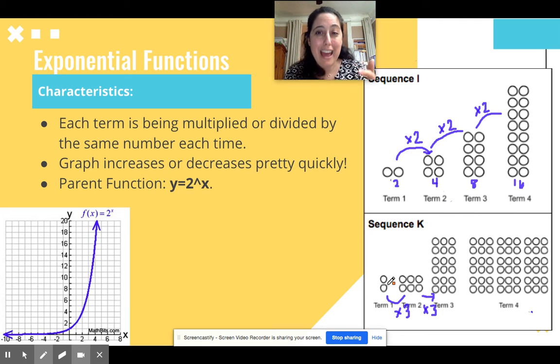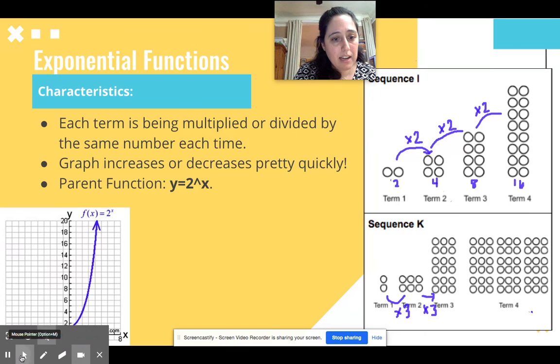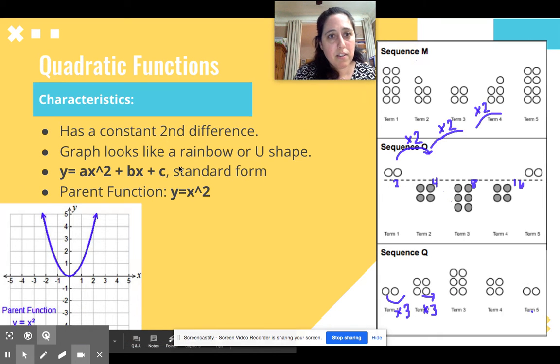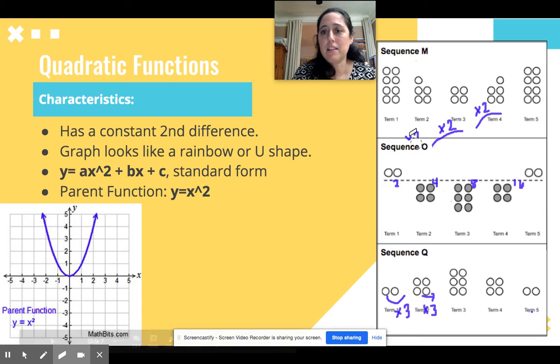Like sequence K is going to always be times 3, times 3, times 3. Sequence I is always going to be times 2, times 2, times 2. Okay. All right. So let's go to our last one, and that is going to be quadratic functions. All right. So let's get rid of this annotation again.